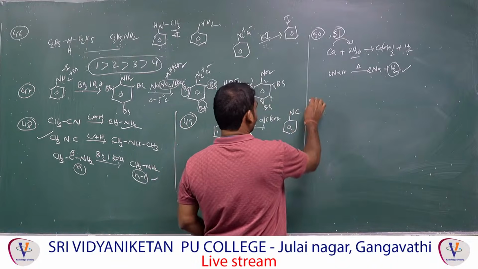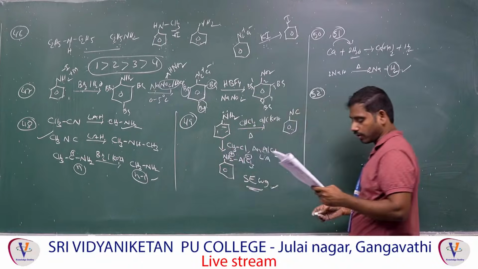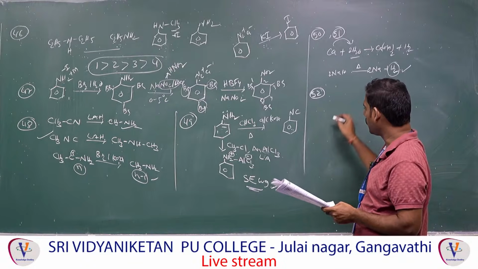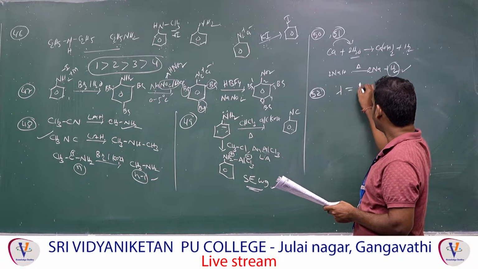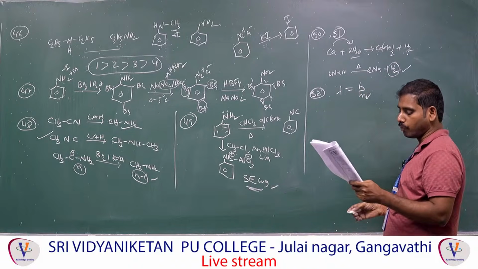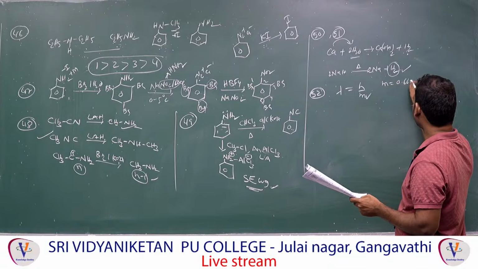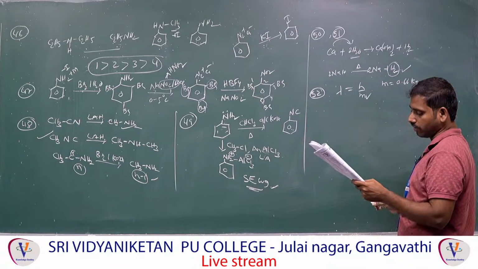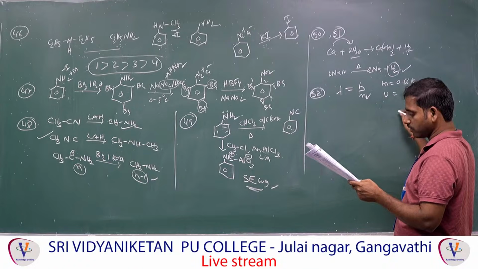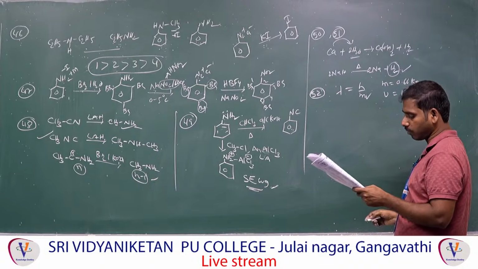Now question 52. This question is related to the de Broglie wave equation. Lambda is equal to h by mv. What are they asking? 0.66 kg, that means mass is given. Moving with speed, that means velocity is given, 100 meter per second. Both are SI units only, so no problem.